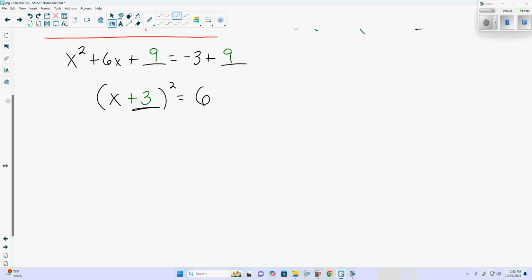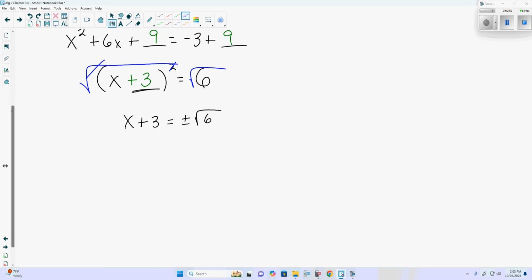Now at this point here, we can start solving by taking the square root of both sides, and here the square root and square would cancel, telling us that x plus 3 is equal to plus or minus square root of 6. Guys, let's focus in. Subtract 3.